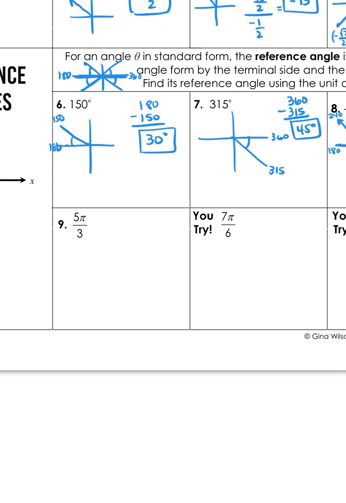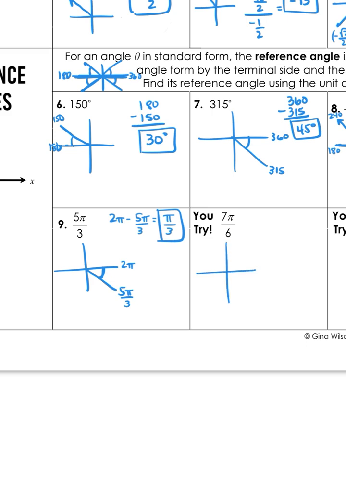Now 5 pi over 3. First you have to find 5 pi over 3, and you can use your unit circle to do that. 5 pi over 3 is down here, and here's 2 pi. So we're just going to do 2 pi minus 5 pi over 3, and you'll just put that in your calculator. That is going to give you pi over 3. All right, so this angle here is pi over 3.